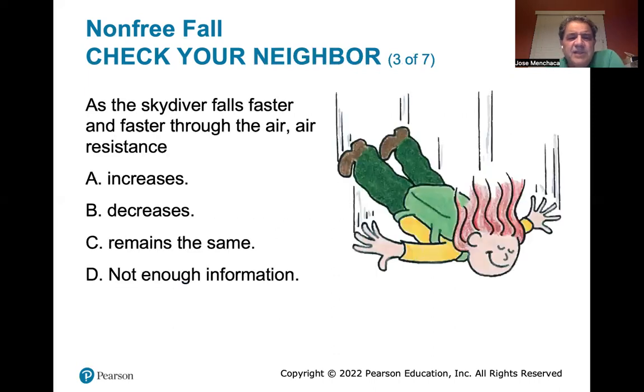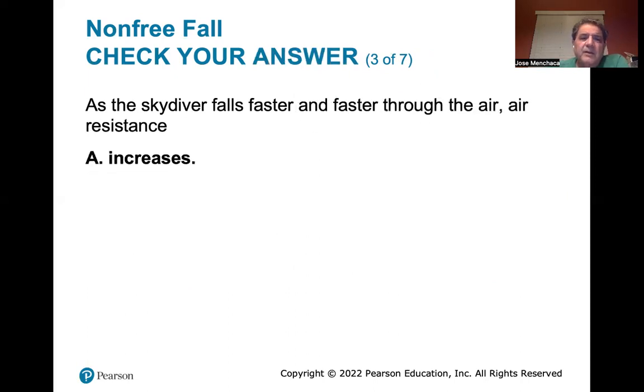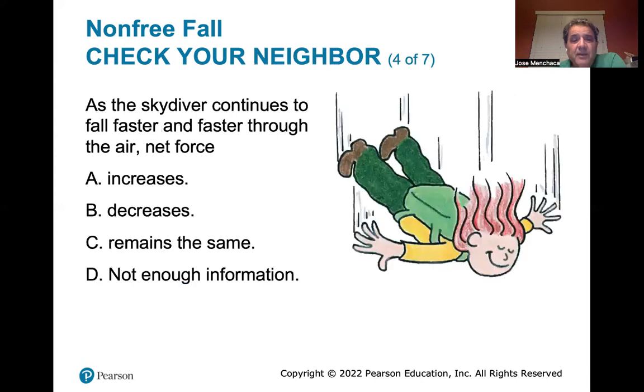Okay. As the skydiver falls faster and faster through the air, does air resistance increase, decrease, remain the same, or is there not enough information? Well, it increases. It's related to speed, cross-sectional area. It's related to a lot of things. But if he's increasing, then the air resistance is increasing until it increases so much that it equals his weight. That's when he reaches terminal velocity, or she.